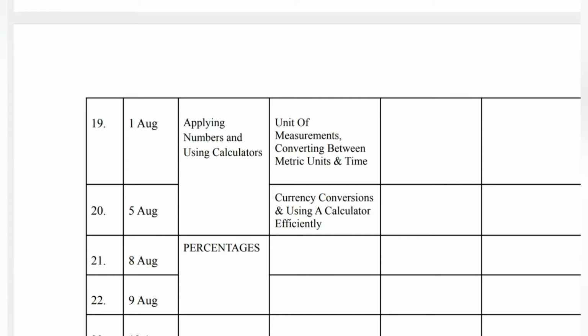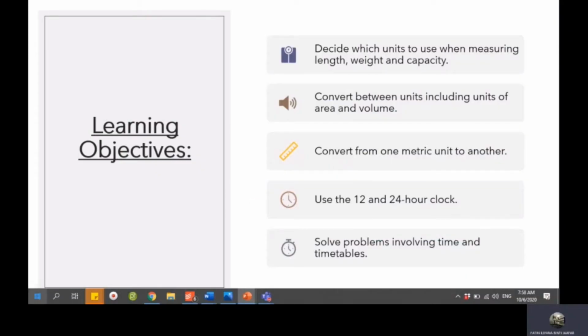Okay. So for today, kita ada 5 learning objectives. Nak decide which units to use when measuring length, width and capacity. The second one, convert between units including units of area and volume. The third one, convert from one metric unit to another. The fourth one, use the 12 and 24-hour clock. And the last one, solve problems involving time and timetables.